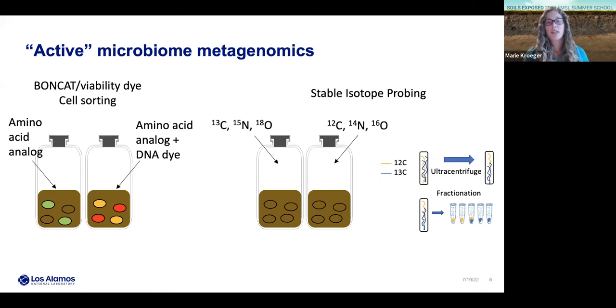So if you use this technique, let's say we're doing DNA stable isotope probing, we would then extract the DNA and use a technique called ultracentrifugation, where you have a cesium chloride gradient in your tube, and you spin it really, really fast to create this density gradient. And then you can fractionate it to separate out your labeled and unlabeled DNA. So a pretty useful technique, although it can be a little expensive depending on your isotope and the number of samples. But when coupled with metagenomics, you can really understand the active microbiome that you're interested in.